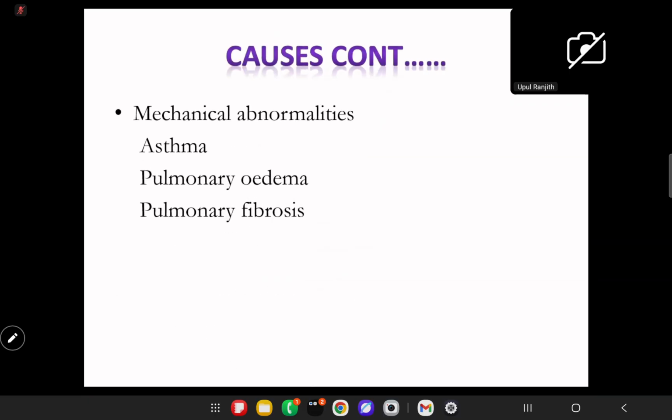Then various kinds of mechanical abnormalities, sometimes in asthma. Actually, in early asthma you will hyperventilate, but when the condition is severe and you are not able to breathe, sometimes you can have hypercarbia also in asthma. But in early asthma you will wash out carbon dioxide and so hypocarbia. Then pulmonary edema also, so you will sometimes hyperventilate, and then pulmonary fibrosis, right?